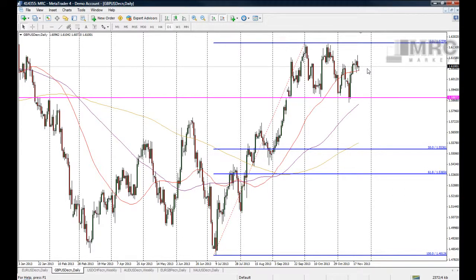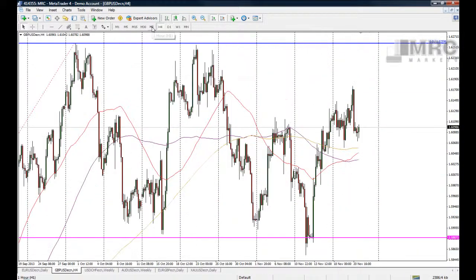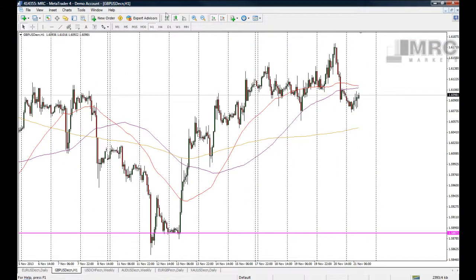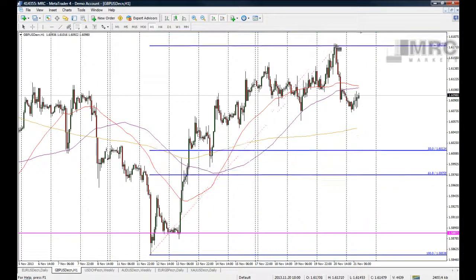So yeah, that's cable pretty much. Just keep it simple, keep it with the levels and the key fibs really. I mean, in terms of the shorter term plays, the 1 hour, if we keep on retracing towards the downside, then that'll be the fib I'd be looking out for.